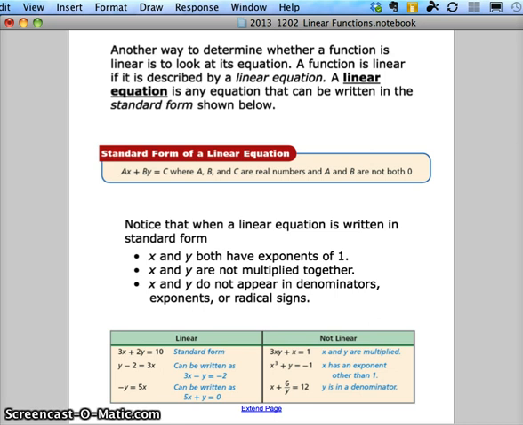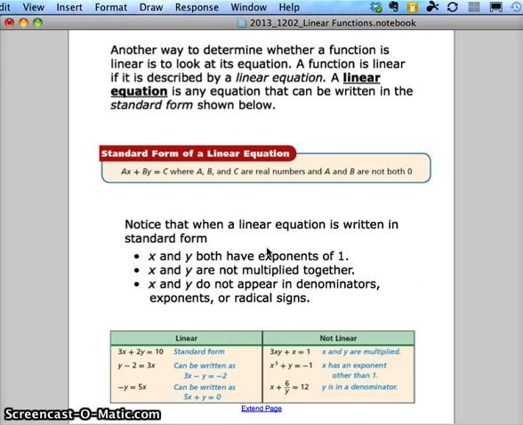Another way to determine whether a function is linear is to look at the equation itself. A function is linear if it is described by a linear equation. And a linear equation is any equation that can be written in the standard form shown below. So if you notice, this is the standard form of a linear equation. What I recommend is you pause, print out this page, and then we're going to glue this in your notebook and we'll discuss it.